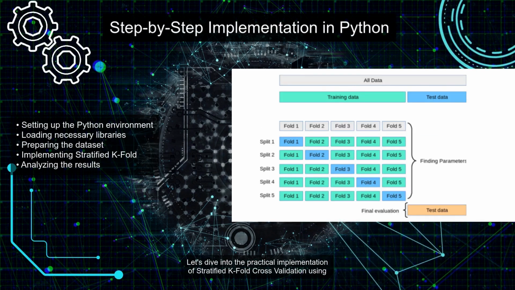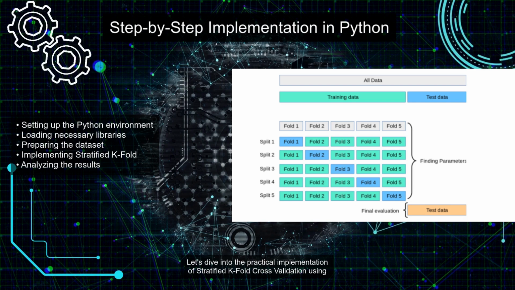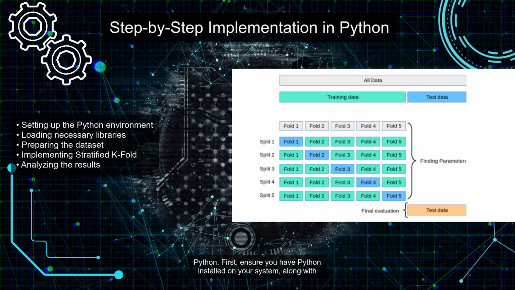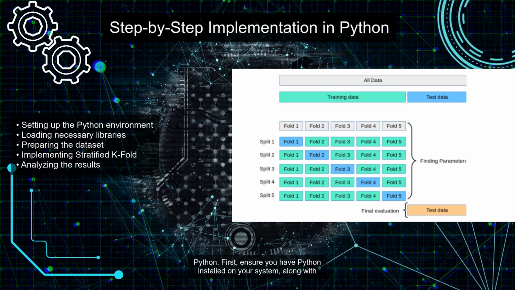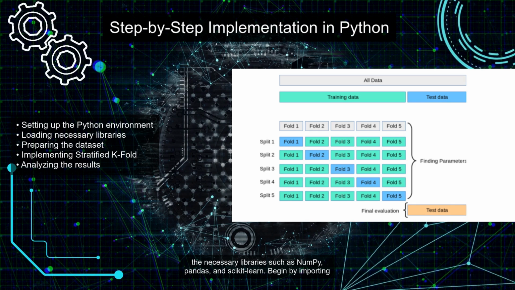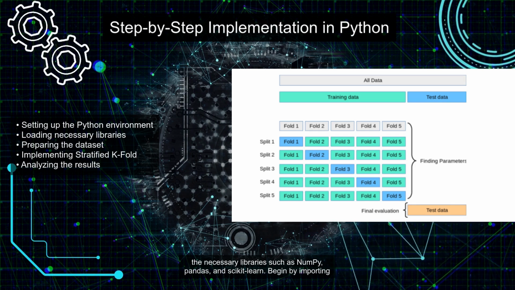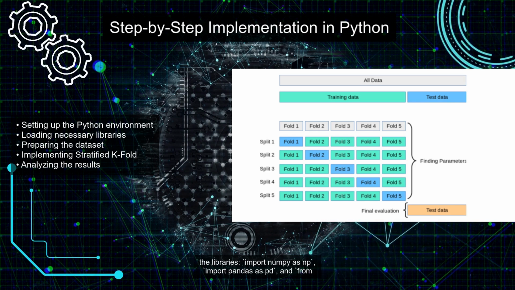Let's dive into the practical implementation of stratified K-fold cross-validation using Python. First, ensure you have Python installed on your system, along with the necessary libraries such as NumPy, Pandas, and scikit-learn. Begin by importing the libraries. Import numpy as np, import pandas as pd, and from sklearn.model_selection import StratifiedKFold.